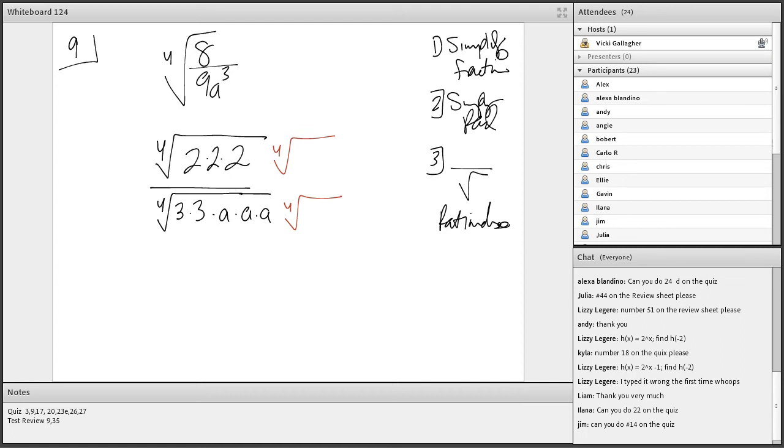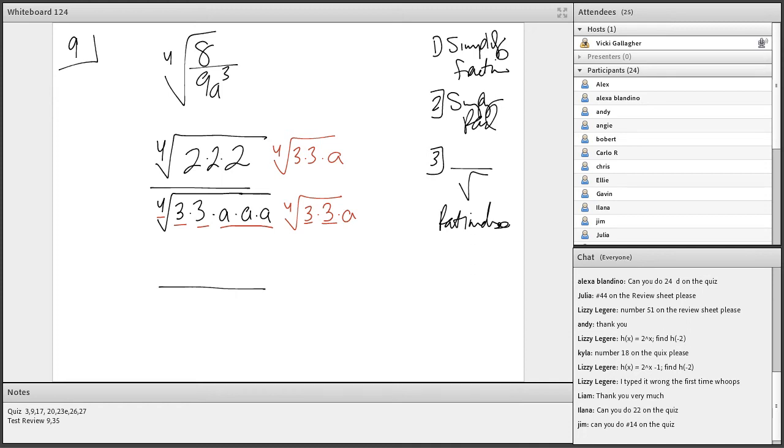So it's again important to notice that this is a 4th root, so we need 4 of a kind. We need something to the 4th power. And so looking at my denominator, I've got 1, 2 number 3s. I want a total of 4, so I need 2 more of them. 3, 4. And whatever I put on the bottom, I put on the top as well. I also want 4 letter A's, and right now I only have 3, so I need 1 more. And whatever I do to the bottom, I do to the top as well.